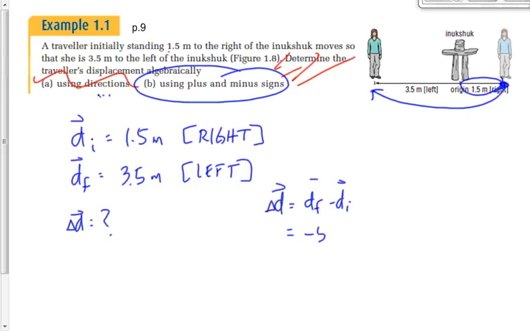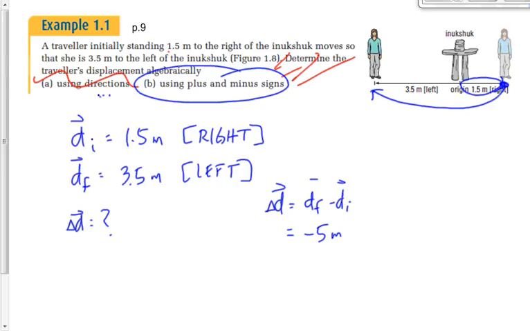The final position is, watch what I'm about to do, negative 5 meters. Why did I say negative 5? Not because I moved backwards. This negative doesn't describe where I've moved. It's where I am. I am on the other side, to the left, right? It's not because I've moved to the left. It's because I am on the left. We're talking about positions here.